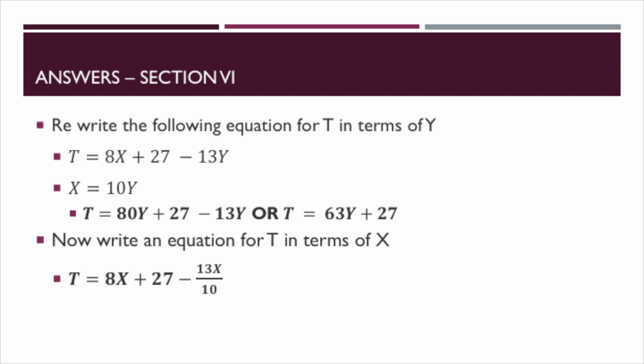Now, let's do the same thing for writing an equation for t, but this time we're going to do it in terms of x. So we know that wherever we have y, we're going to have x over 10. We take the 10y, we move the 10 over. And so t equals 8x plus 27 minus 13x over 10.